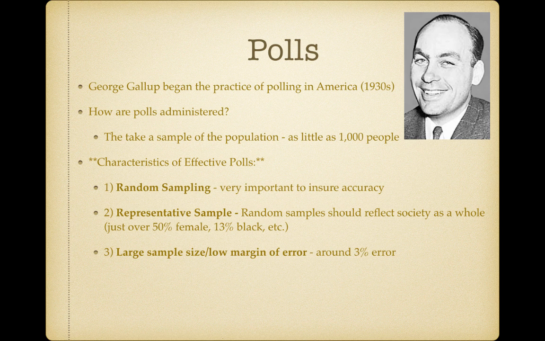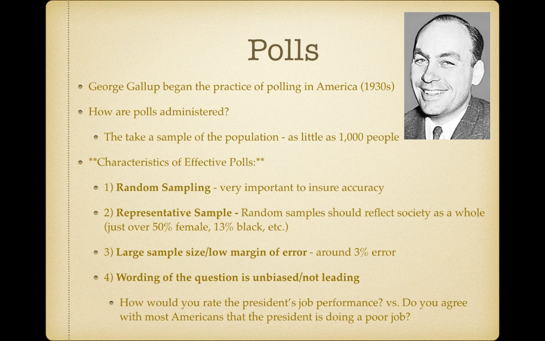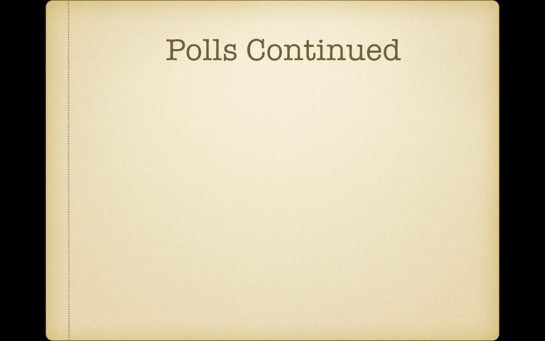You also need a large sample size with a low margin of error, around 3% margin of error, and a large sample size, 1,000, 1,500 people or so. And number four, the wording of the question should be unbiased or not leading. So an example of this is, how would you rate the president's job performance? That's not nearly as leading of a question as, do you agree with most Americans that the president is doing a poor job? That kind of sets in your mind that the assumption is that the president is doing a bad job, and you would probably be more likely to respond with a yes. So the wording of the question is very, very important.